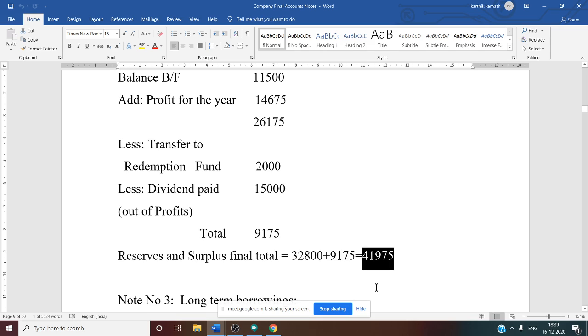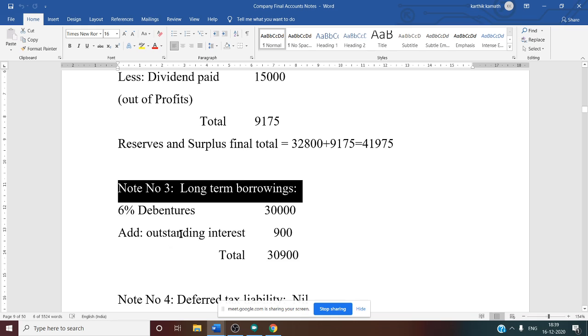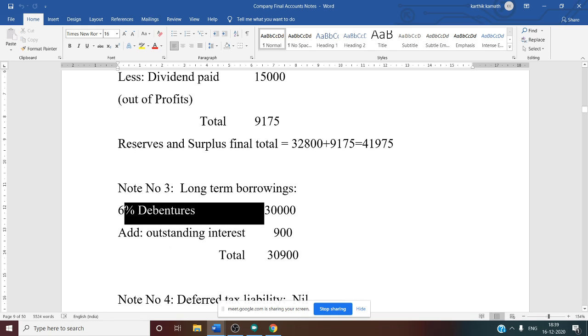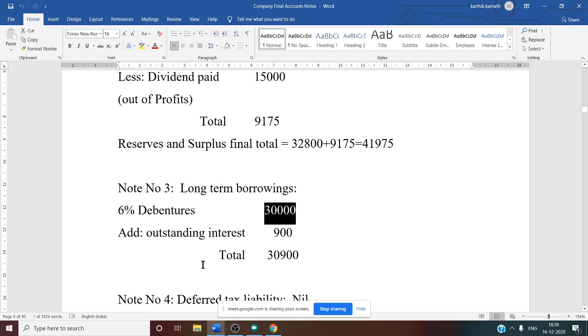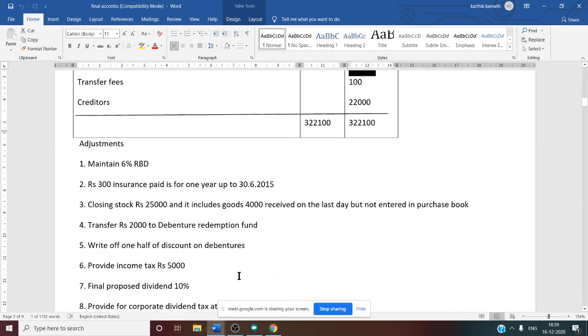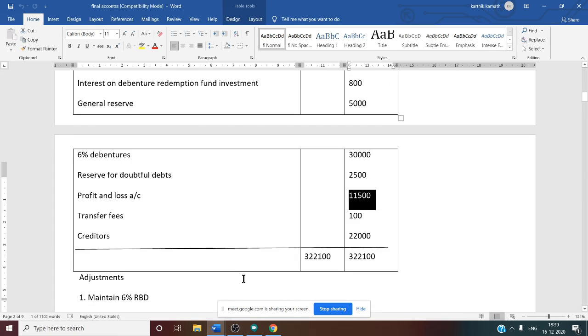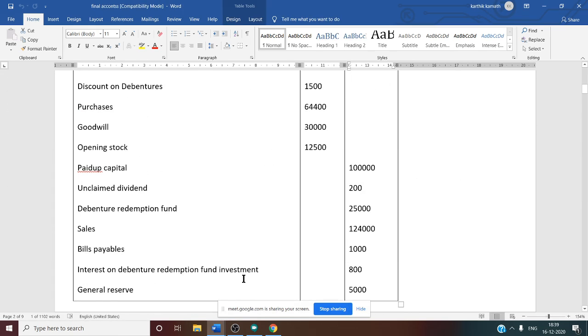Now it is very clear. After doing this, the other working notes are very simple. See this one. Now note number 3 we have to see, that is the long term borrowing. Under long term borrowing, debenture is given in the trial balance, 6% debenture, that is 30,000. It is given, but there is outstanding interest, they are saying. How do we know that there is outstanding interest? We have to see in the question whether it is given in the adjustment. I feel it is not given in the adjustment.